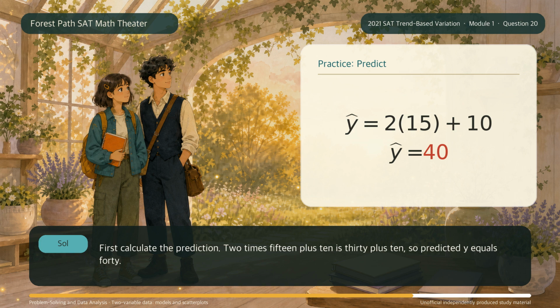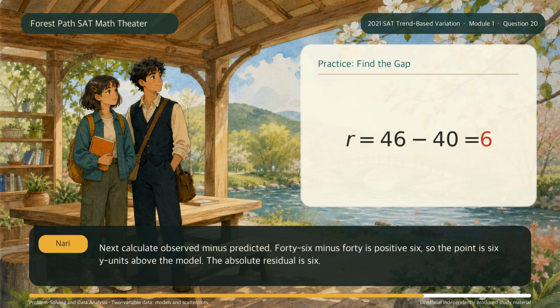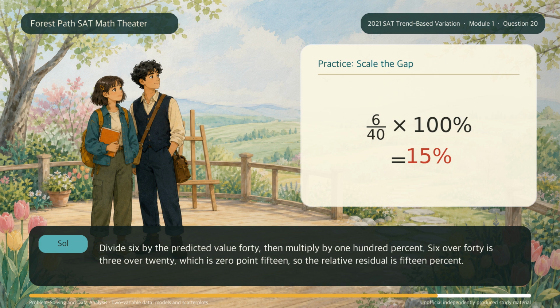First, calculate the prediction. 2 times 15 plus 10 is 30 plus 10, so predicted y equals 40. Next, calculate observed minus predicted. 46 minus 40 is positive 6, so the point is 6 y units above the model. The absolute residual is 6. Divide 6 by the predicted value 40, then multiply by 100%. 6 over 40 is 3 over 20, which is 0.15, so the relative residual is 15%.